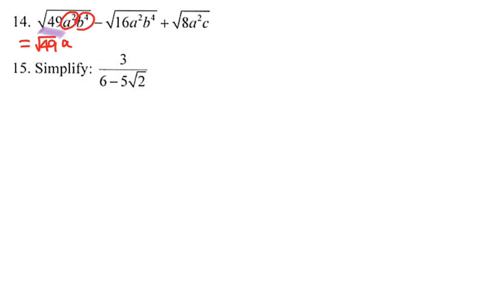So how about b to the 4th power? It becomes b squared. Alright, how about the second term? So we have 16. So as you can see, a squared becomes a, b to the 4th power becomes b squared. Now, how about the last term? Square root of 8 is in fact equal to 4 and 2. And we know that a squared can come out because of the radical, which is square root. But c cannot. So I'm just going to keep c as it is.